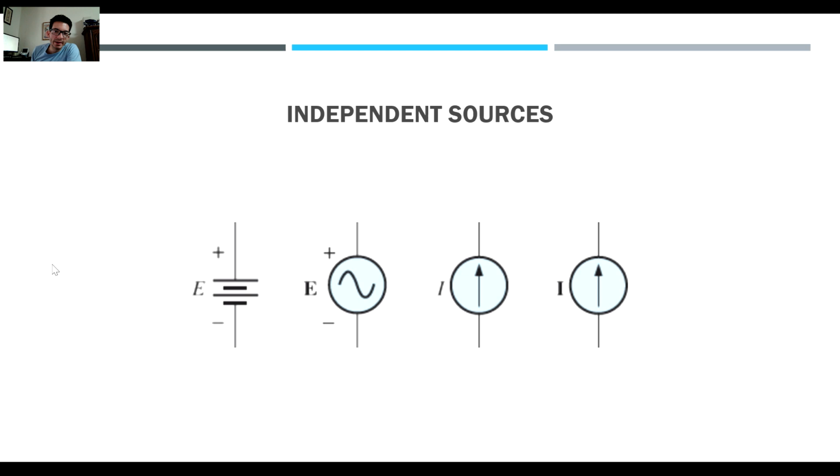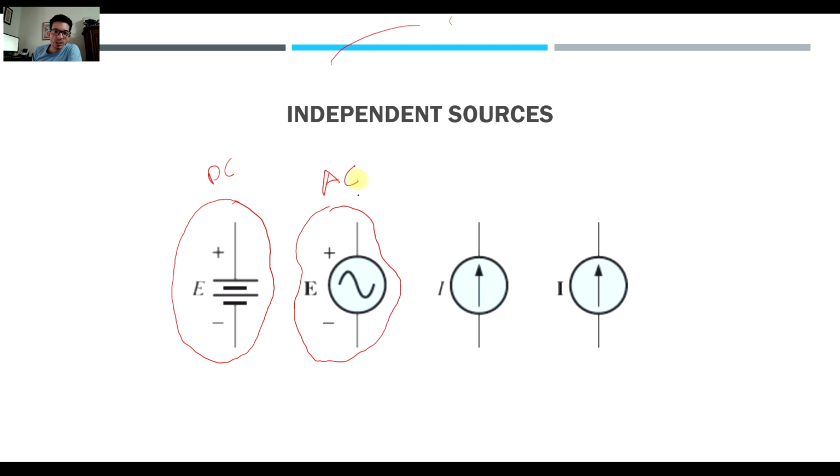So if you remember, we have independent sources, and this is true for DC and AC. In DC you have this particular case where you can have a voltage source like a battery or some source of potential that will give you a set amount of voltage. Whereas in AC circuits, you have this sign or this symbol for the voltage source through your circuit. So these two are voltage sources, except one is for DC and the other one is for alternating current.